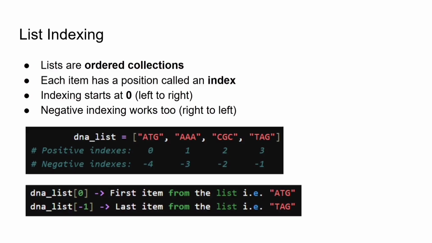If I write DNA underscore list and within square brackets I put 0, I am getting the very first element from the list. And if I write DNA underscore list and within square brackets I put minus 1, that gives me the very last element. Indexing makes it easy to access items from either end of the list.